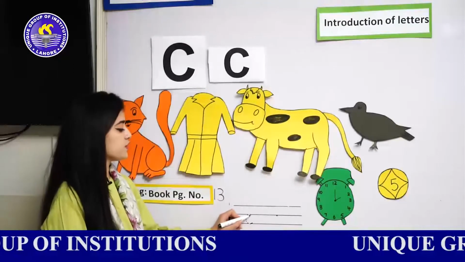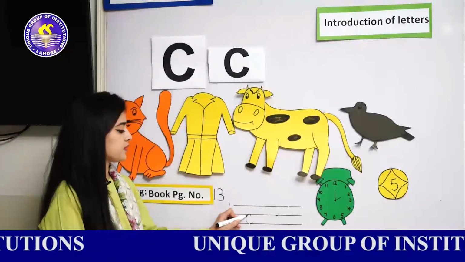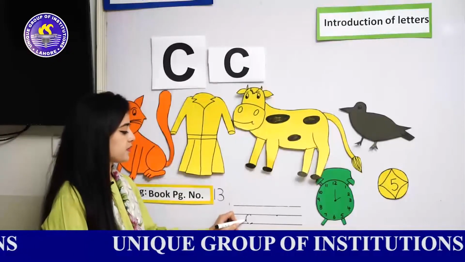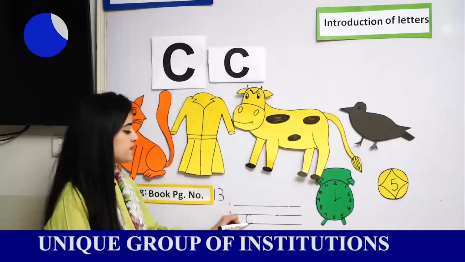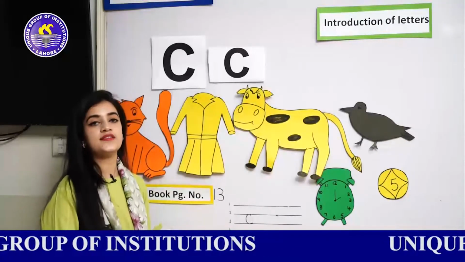Alright? We are going to start from here. Curve. Join the dots. Slowly, slowly make a curve. It's really easy. This is how we write c.